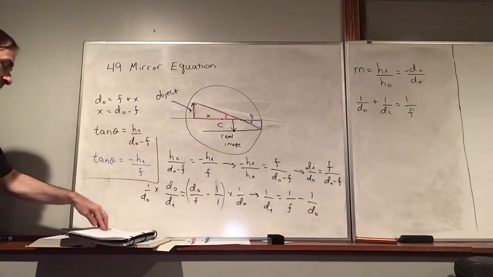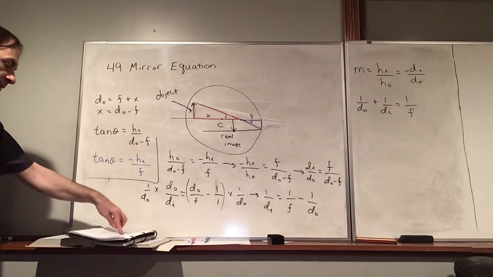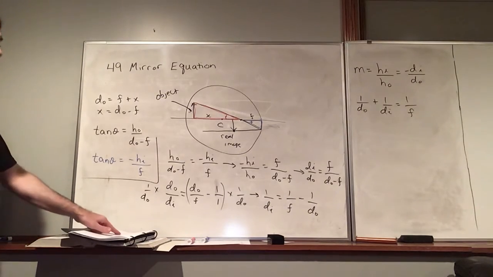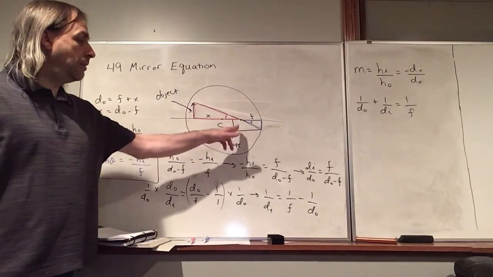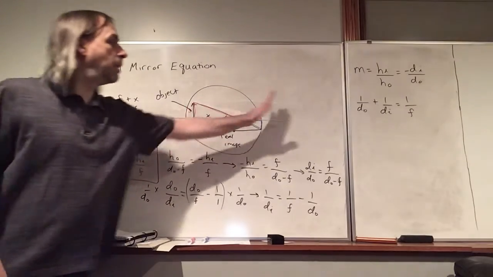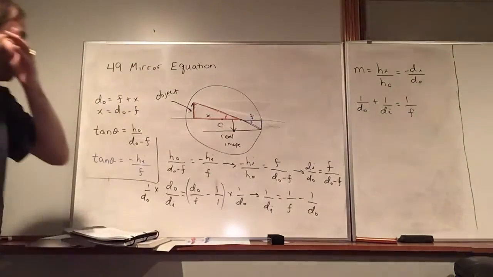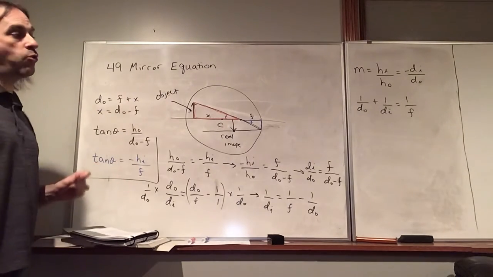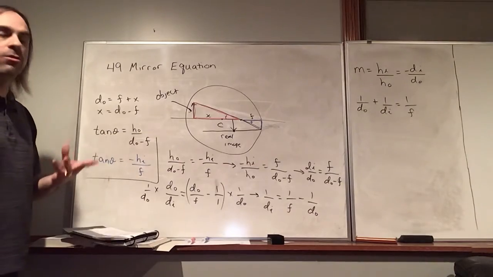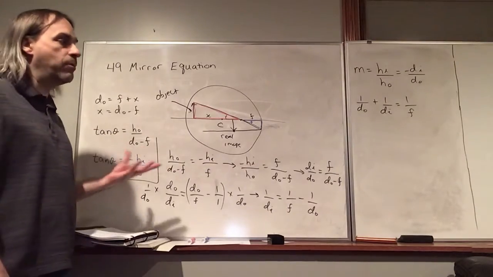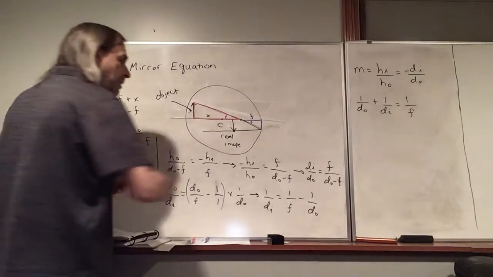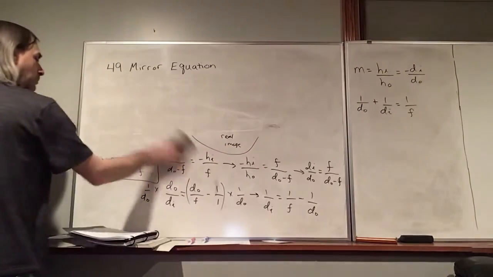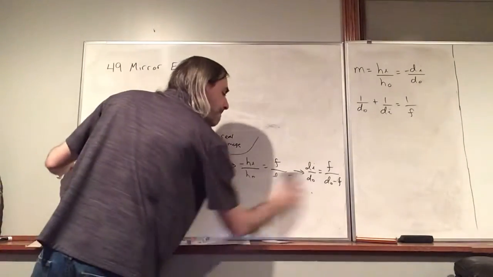It says DI is positive if the object is in front of the mirror, which means a real image. So here, we're getting a real image. The image is in front of the mirror. Now, this is behind the mirror over here. And so if we use this equation, and DI turned out to be negative, then we would know it was a virtual image. So let me give you an example of that. We'll just use a ray diagram.